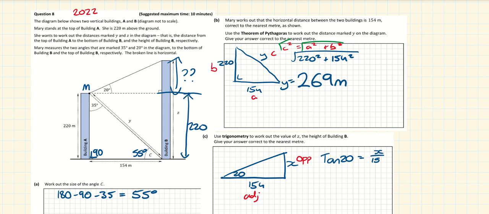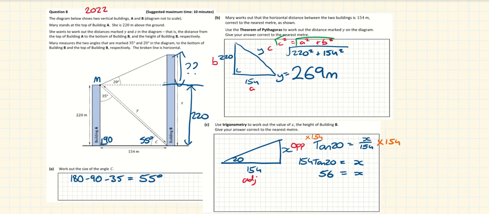X over 154. And if you remember back, we are going to times by 154 on both sides. You'll get 154 tan 20 equals X. And that will work out when you put it in your calculators as around 56. And it says the nearest metre, so that's why I just rounded it.